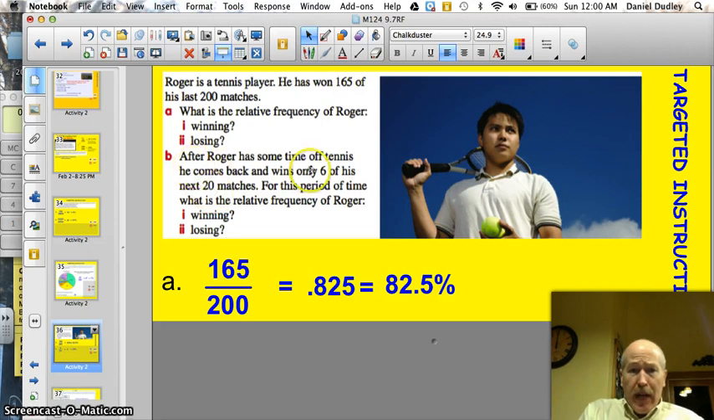After Roger has some time off from tennis, he comes back and wins only 6 of 20 matches. For this period of time, what is the relative frequency? Go ahead and see if you can calculate it out.